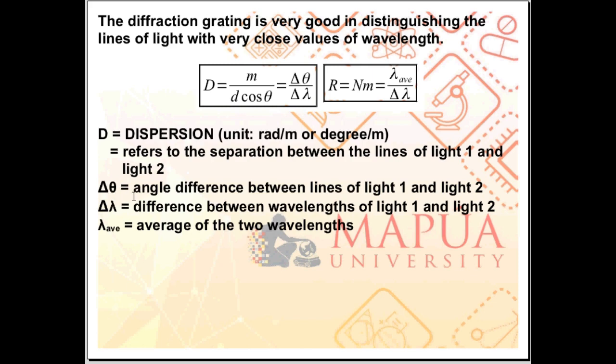Delta theta is the angle difference between the lines of light 1 and light 2, between the angular location of the lines of light 1 and the angular location of the lines of light 2. Delta lambda is the difference between the wavelengths, whereas lambda average is the average of the two wavelengths.